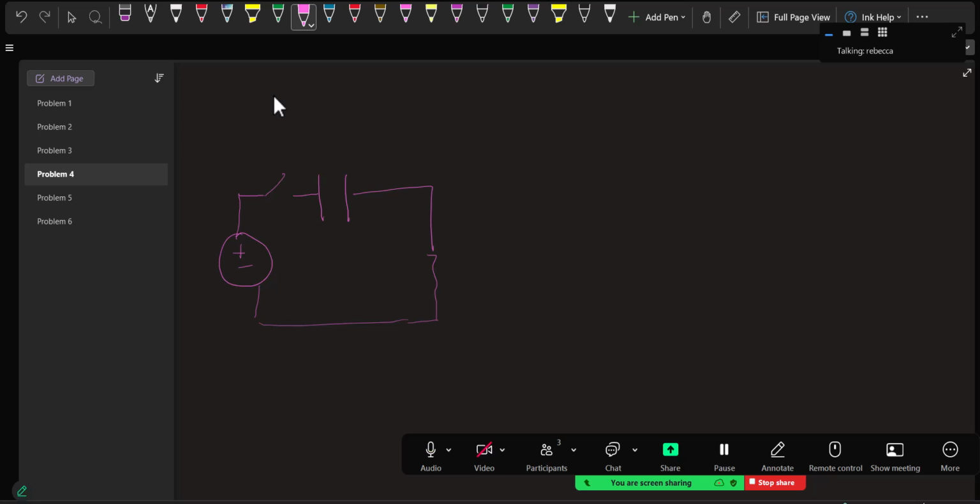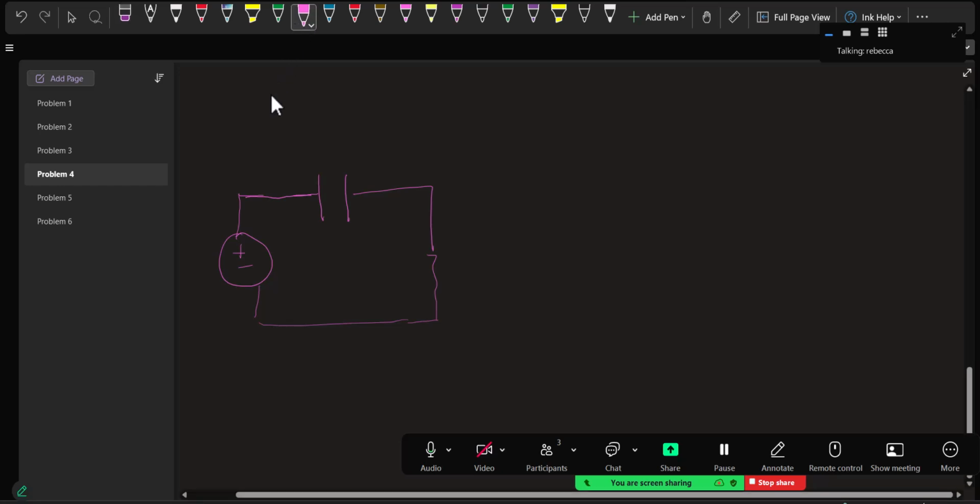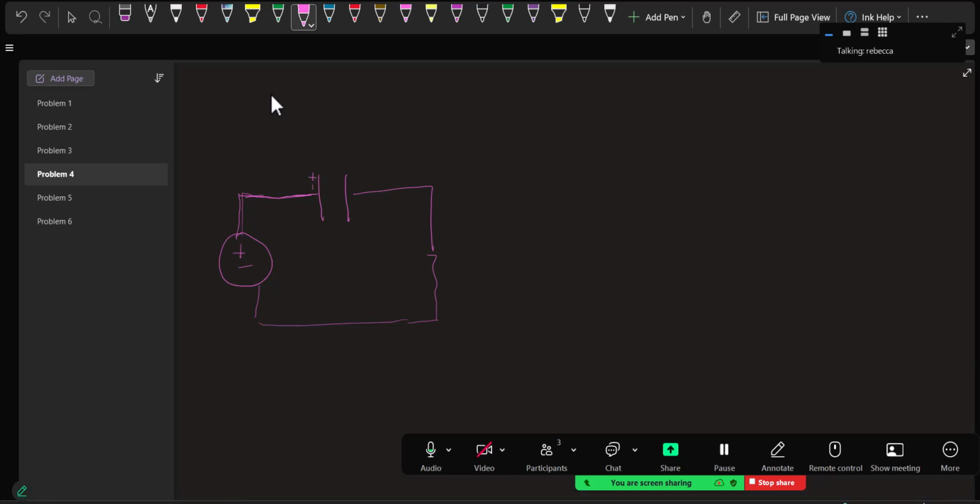So we're going to pretend like current is little positive charges. It's not, but that's the way that we act like it is. What a capacitor does is it stores charge. So as the current flows, when it first starts up, positive charge is going to build up here.